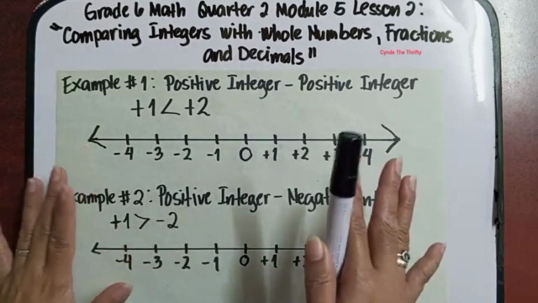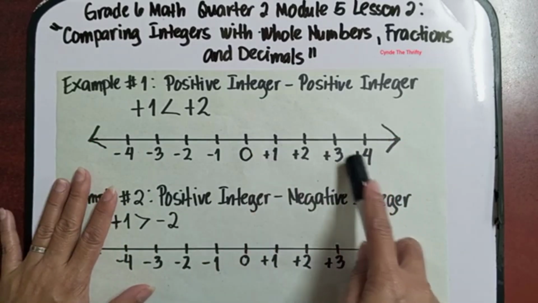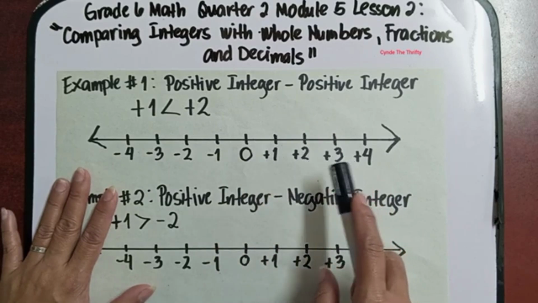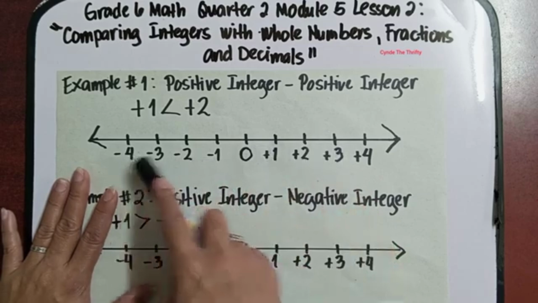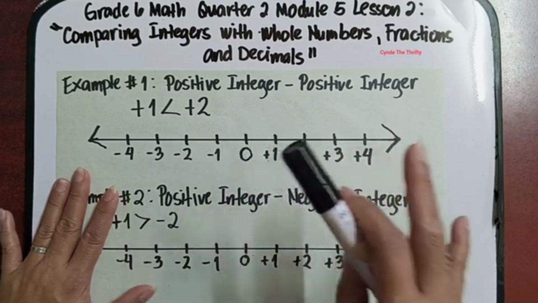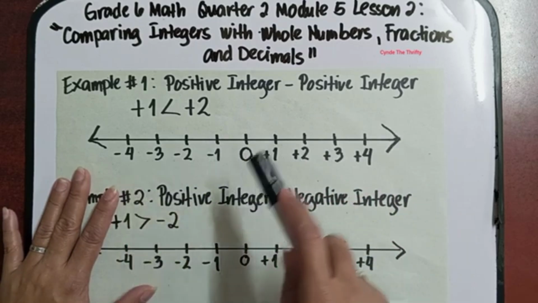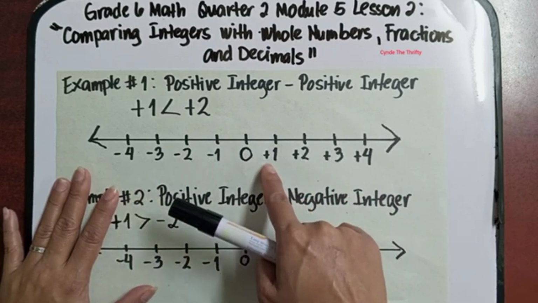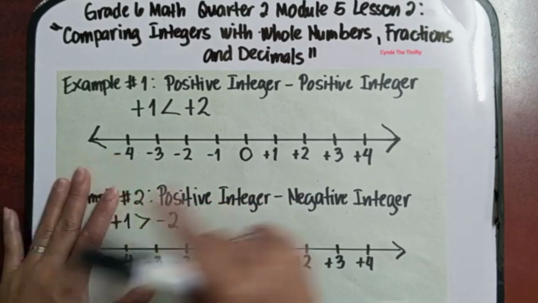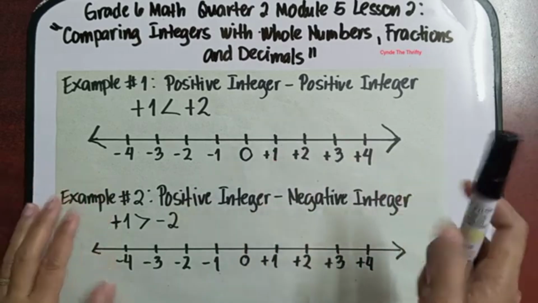Tatandaan rin natin sa nakaraang lesson natin na ang mga positive integers na malapit sa 0 is meron siyang lesser value. While ang negative integers na malapit sa 0 is meron siyang greater value. Pero i-take note nyo rin na lahat ng negative integer has a lesser value than positive one. So, ibig sabihin, lahat ng negative integers is mas maliit ang kanyang value kaysa sa positive one. Ngayon, i-compare na natin siya.